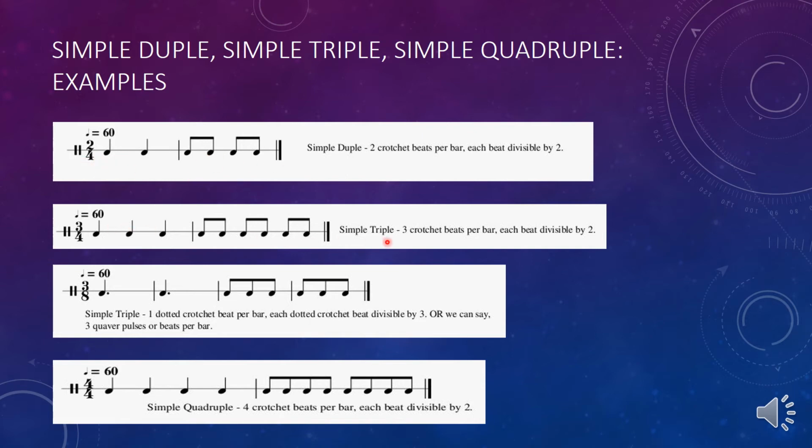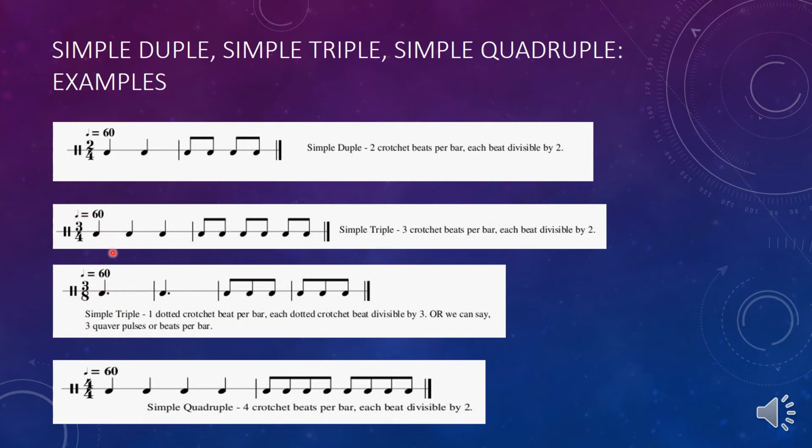Similar thing here, simple triple, we've got 3 crotchet beats per bar, each beat divisible by the 2 quavers. I'm now referring back to what I was discussing on the previous slide. Here's simple triple again. It's the same example. It's 1 dotted crotchet beat per bar, each dotted crotchet beat divisible by 3. Alternately, we can say 3 quaver pulses or beats per bar. The difference really between a 3/8 time signature and a 3/4 time signature would have something to do with the style, the genre in which we might be performing, and also the tempo we might perform a piece in.